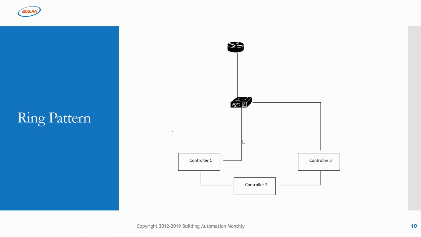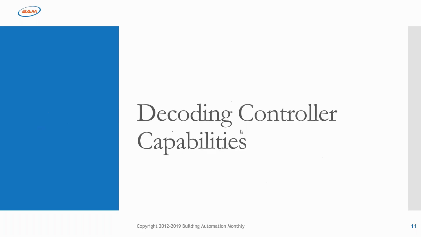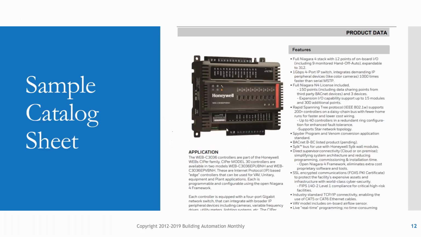I'm going to take a sip of water and we're going to go back into decoding controller capabilities. So this is really hard, right? You get something that looks like this. This is the Honeywell, what is this? Their Cyper 30. And you get something like this and you have to figure out, how do I deploy this on a job? How do I design this rather for a job?